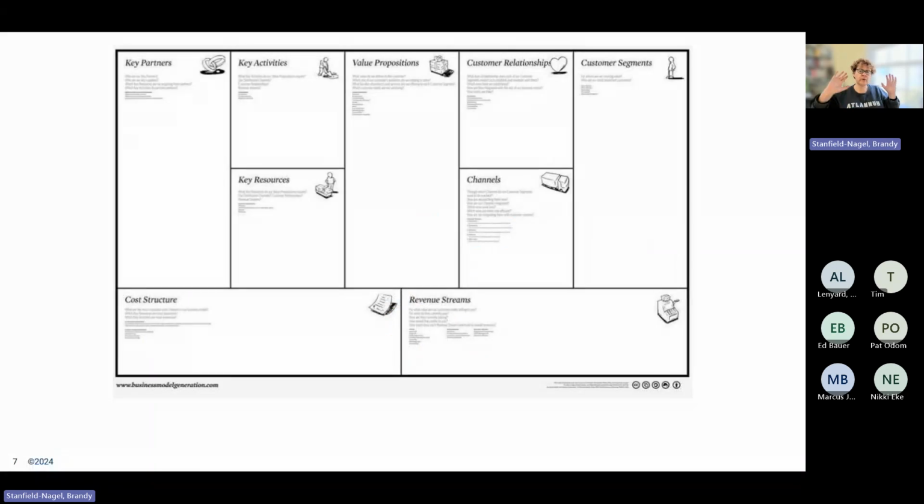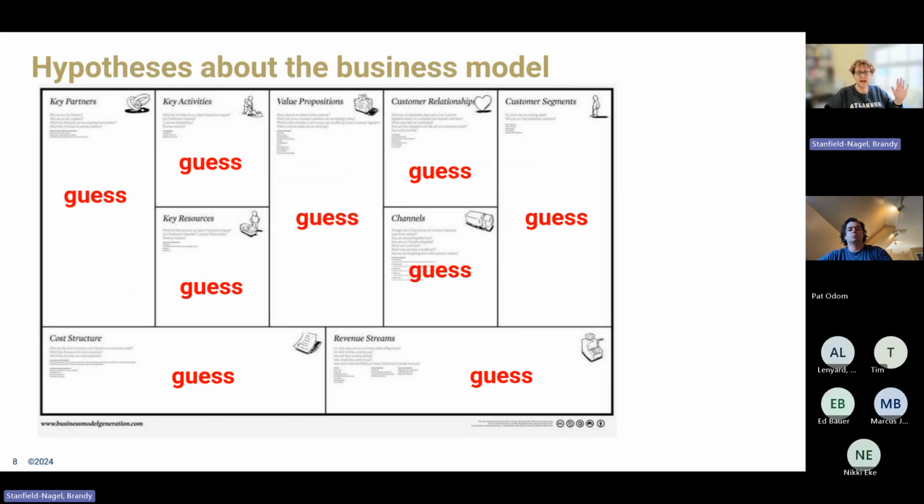I'll go through the squares or rectangles on the business model canvas 2 different ways. The first way, we're just going to learn what each one means. The second time we go through it, we're going to talk about the relationships. This is how we begin.